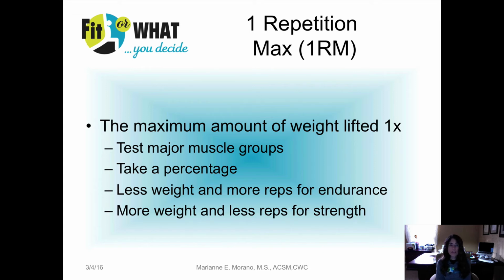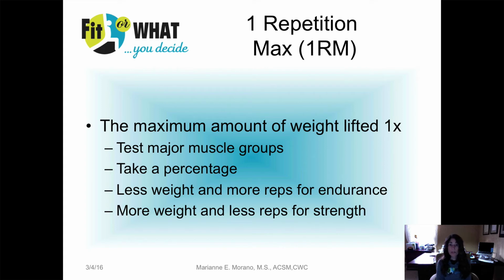You can test some major muscle groups and find out what your 1RM is for all those muscle groups and take a percentage of it. It kind of works like heart rate, but instead of taking a percentage of heart rate, you're taking the percentage of 1RM. So if you want to do a light workout, maybe 65% of 1RM, moderate 75%, and the more vigorous 85%. So when you're trying to figure out your intensity for an exercise plan, you have to determine what you're looking for.